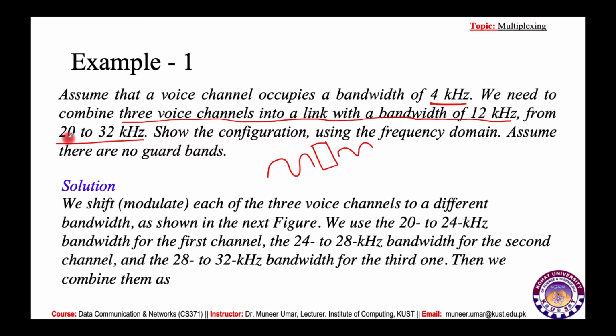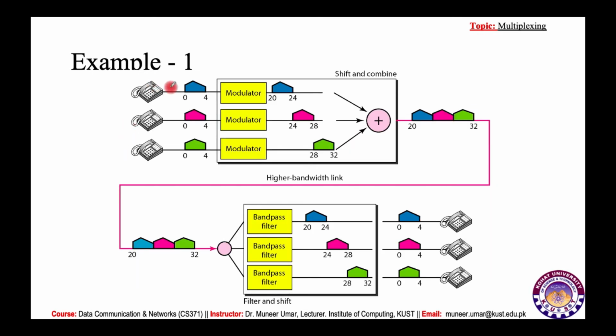and the range is also from 20 to 32, so there is no space for guard band. Solution: we shift modulate each of the three voice channels to different bandwidth. These voice channels are from 1 to 4, and we would change this from 1 to 4 to some values between 20 to 32. We can check this in the figure.